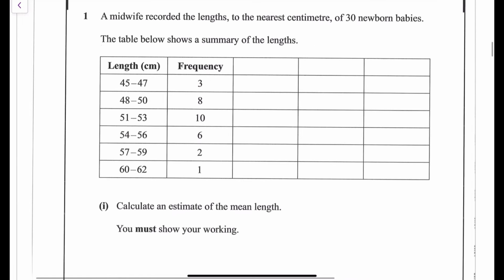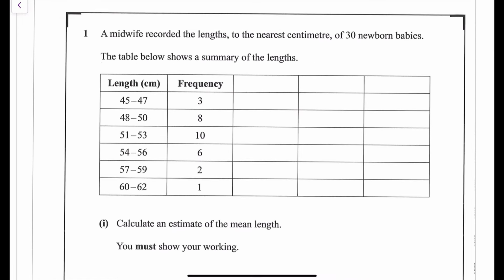Question 1 says a midwife records a length, to the nearest centimetre, of 30 newborn babies. The table below shows a summary of the lengths. So your lengths are continuous data here: 45 to 47, 48 to 50, and so on. First thing you need to do here is find the midpoint x, by adding the boundaries.